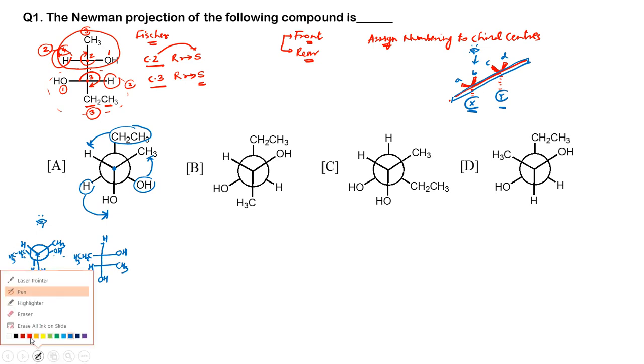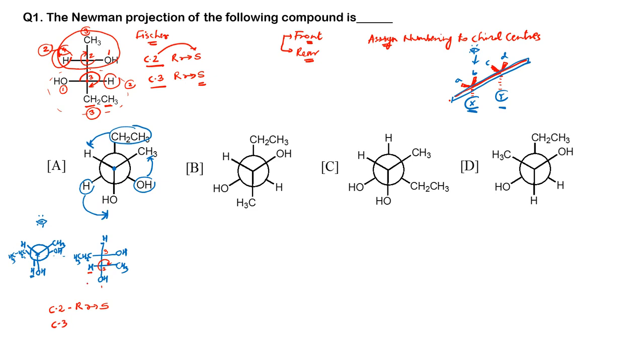So we'll assign the absolute configurations as per the CIP rules that we have discussed earlier. Here we need to give the numbering. So this is C2 and this is C3. At C2, one is OH, second will be this group, and third will be the CH3. So this will move in this direction. It is moving in a clockwise direction, so it seems to be R, but the hydrogen is towards the observer, therefore R will change to S. So the C2 center is S configuration.